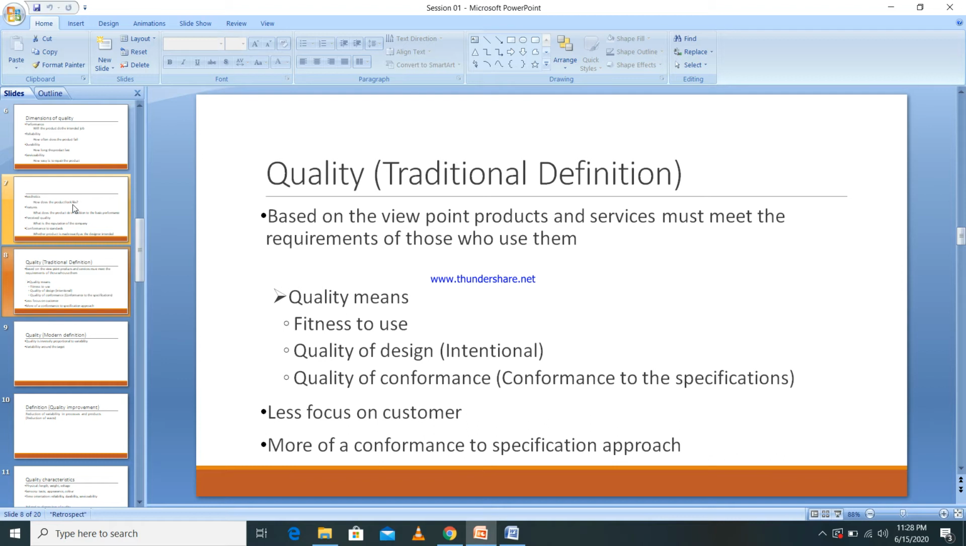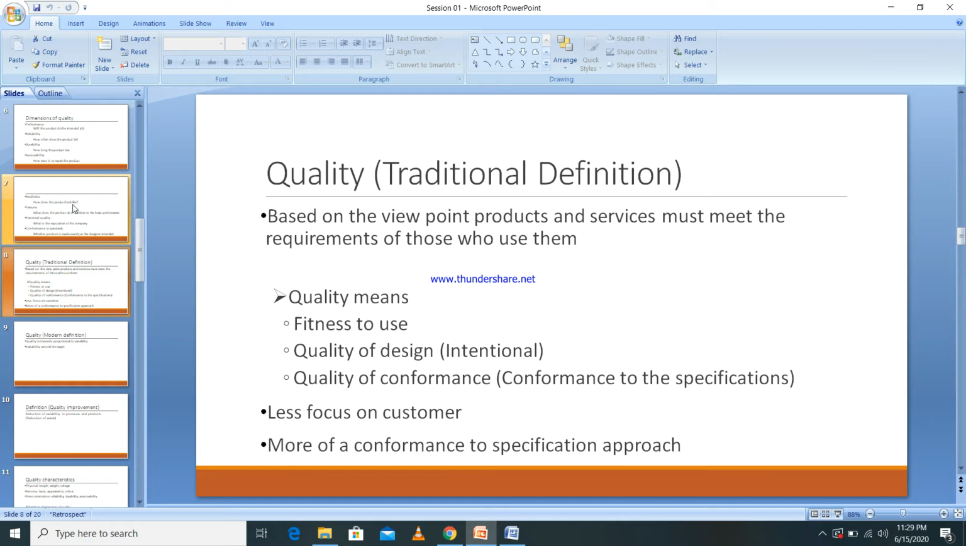So when it comes to quality, if you just Google it, you will find so many definitions for quality. But the important thing is, very traditionally, we actually have two definitions. What we believe as quality has changed with time. In the past, we believed quality was always about fitness for use, or the quality of the design, or the quality of conformance, right? So it never worried about the customer.